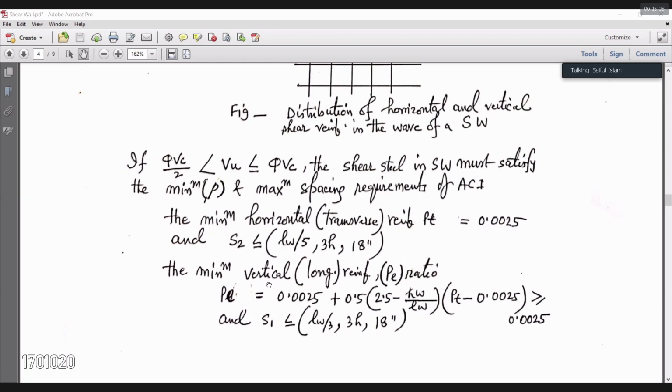Now, similarly, the minimum vertical reinforcement ratio ρl, or vertical steel ratio, will be guided by this formula: 0.0025 plus 0.5 (2.5 minus Hw by Lw) (ρt minus 0.0025). So this is the expression, but in no case is it below this value 0.0025. So this is the original formula, but it cannot be less than 0.0025. Again, the spacing S1 of longitudinal steel cannot be more than this, the Lw by 3, 3h and 18 inch. So during problem solution, it will be clear.